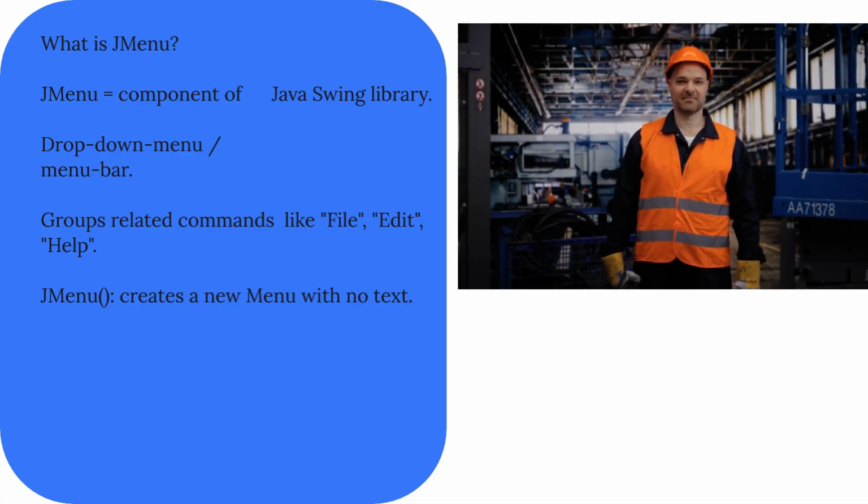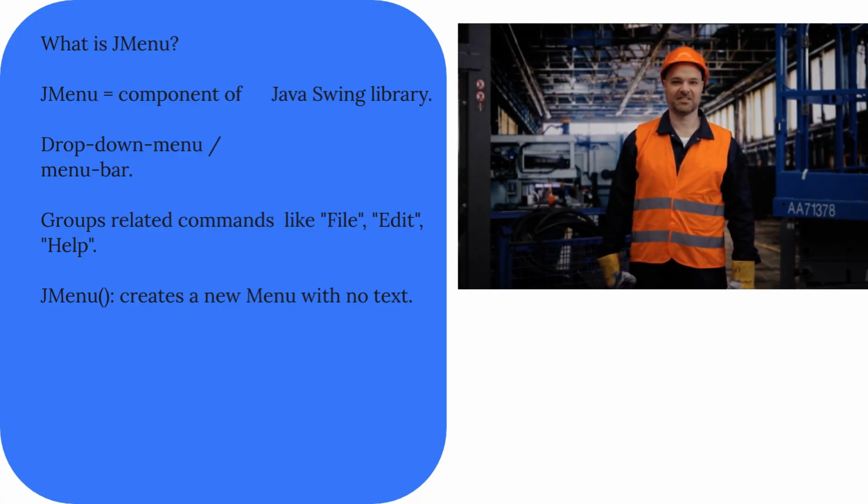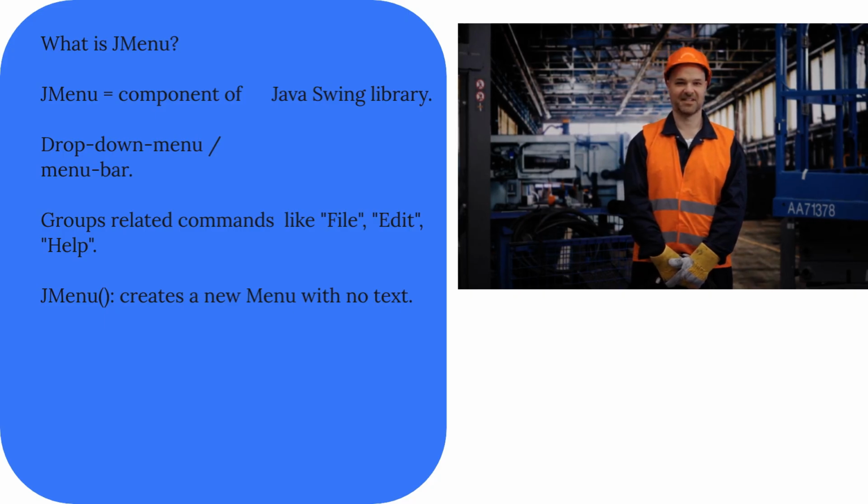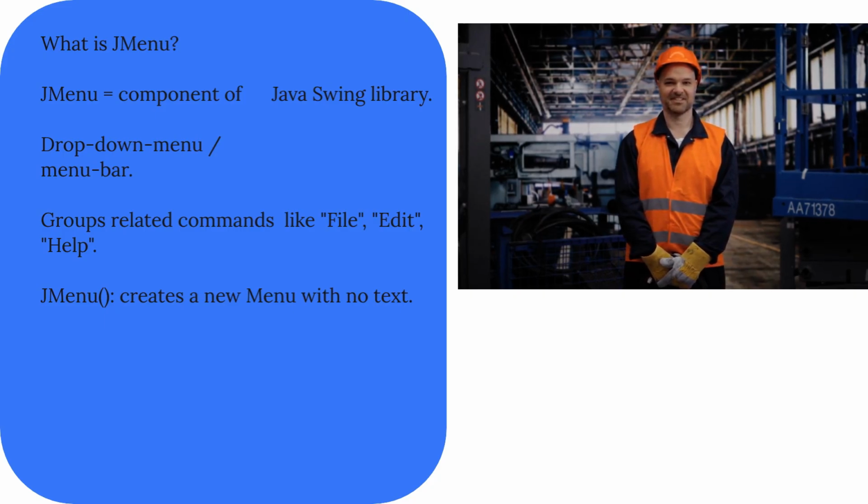What is JMenu? JMenu is a component of the Java Swing library. It represents a drop-down menu in a menu bar. It's typically used to group related commands under categories like File, Edit, Help. We use it here in our systems installs coded in Java to implement a user-friendly user interface for our systems to access some of the heavy equipment you see behind me.